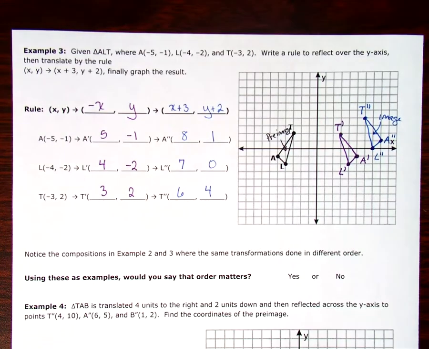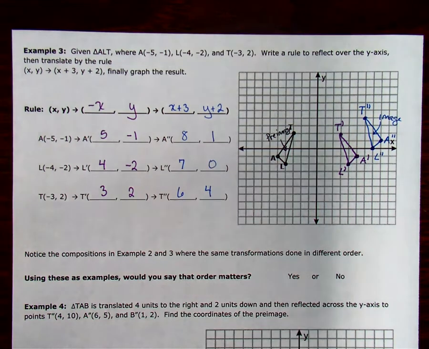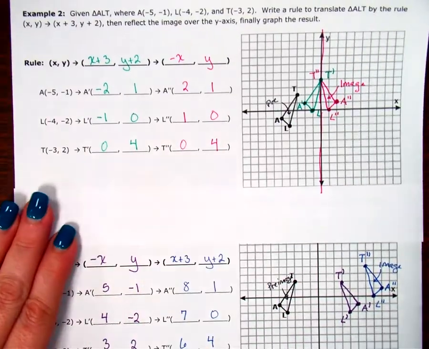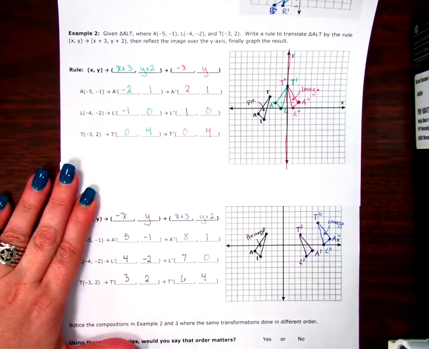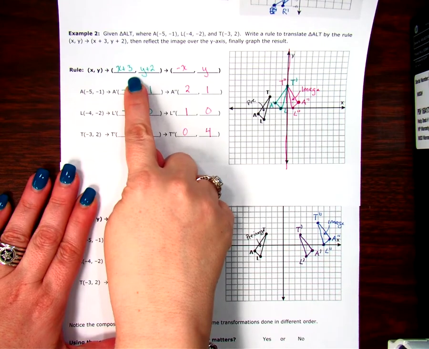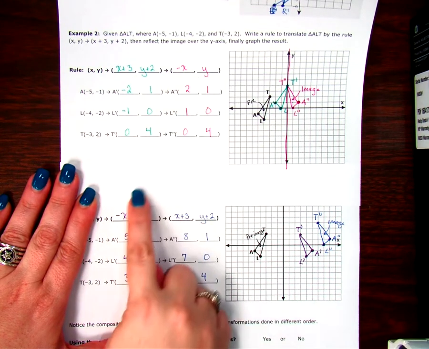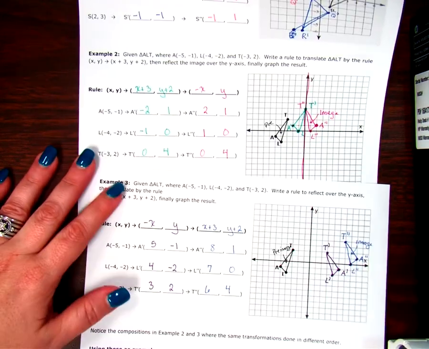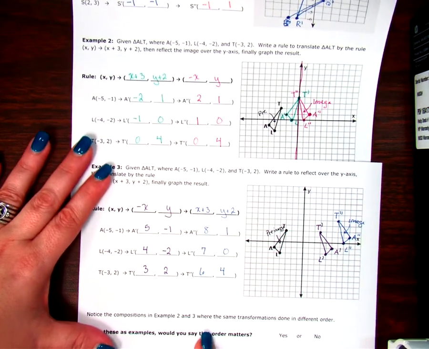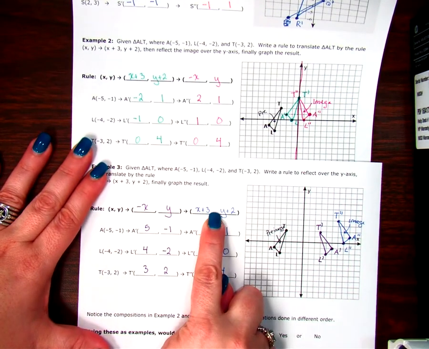Okay? So if we notice the compositions that we did in our second example, which was our first example today, or in this video, and our third example, the one we just did, they were the same transformation. Okay? When I come back here and I look, I'm going to zoom out. If I look at my transformations, we did x plus 3, y plus 2, and the opposite of x, y, and then we just switched it. The opposite of x, y, x plus 3, y plus 2, right? So they're the same transformations, the same sets of transformations. We just switched the order in which we did them.